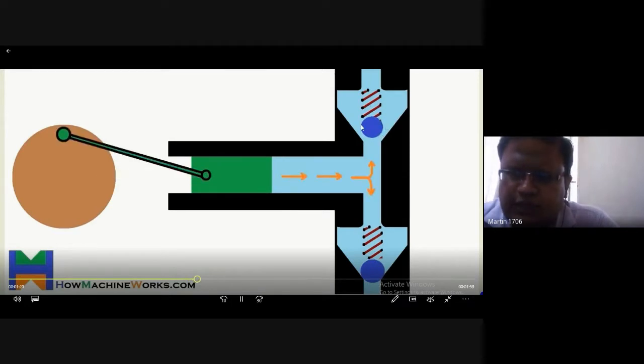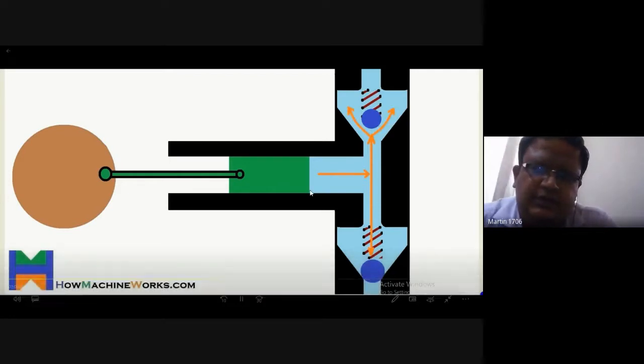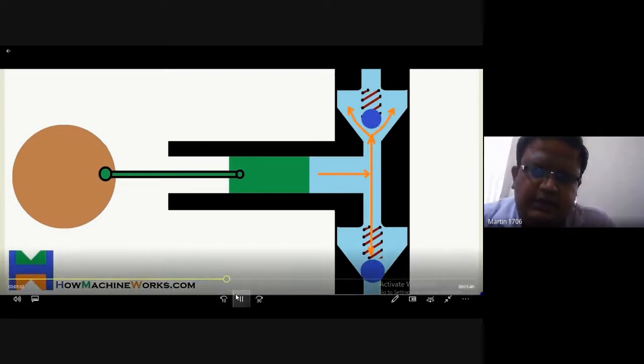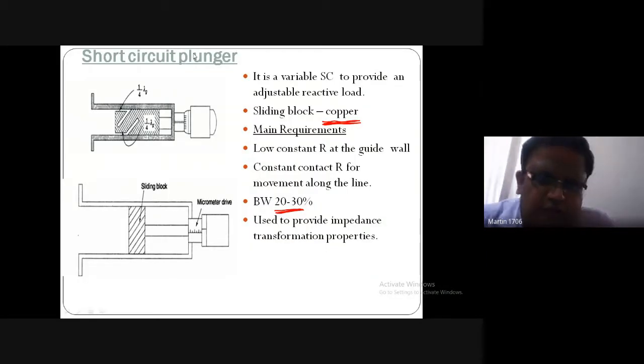So you can have some gaps there. Accordingly, the pressure unit will go in and out. Okay. So this is the basic mechanism of your plunger unit. Okay, the short circuit plunger.